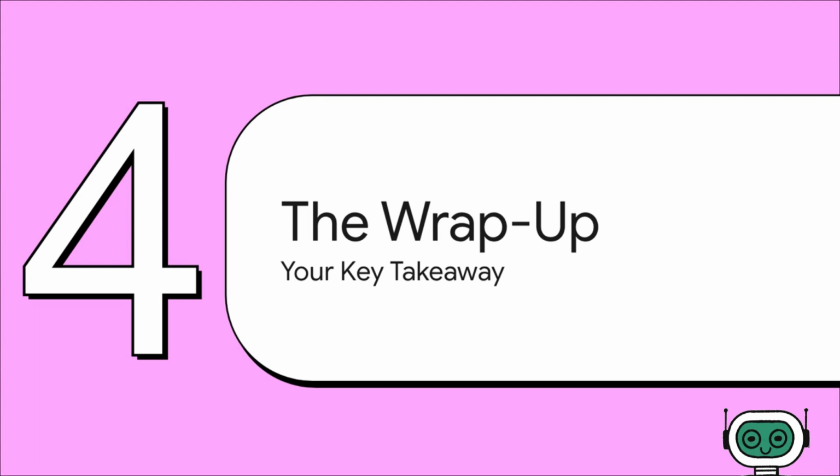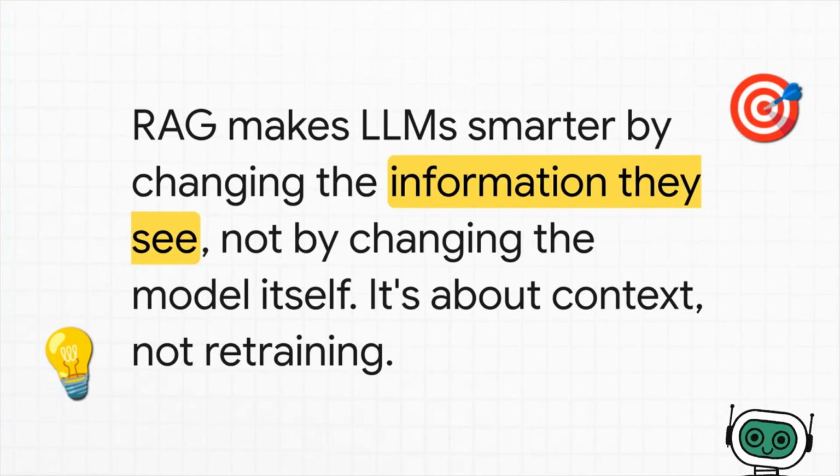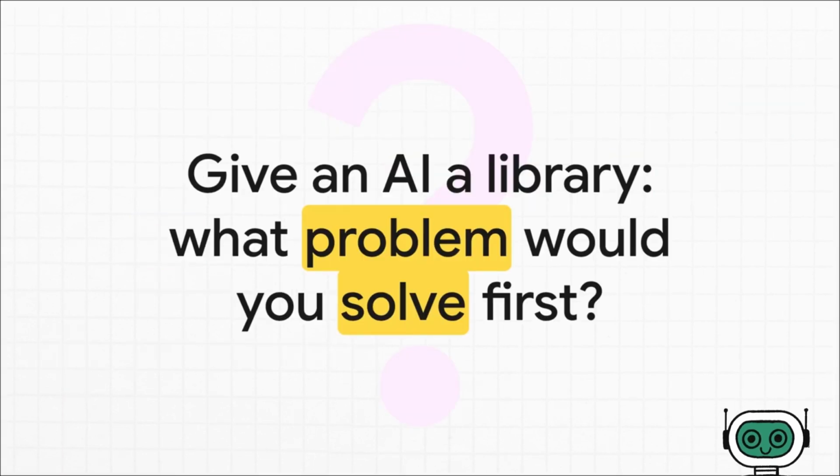All right, let's bring it all together with the one key takeaway. If you remember just one thing, let it be this. RAG makes a language model more accurate by changing the information it sees, not by changing the model itself. It's about better context, not more training. It's a really powerful and flexible approach. So I'll leave you with a question to think about. Now that you know how to give an AI its own specialized library, what's the first problem you'd want to solve with it?